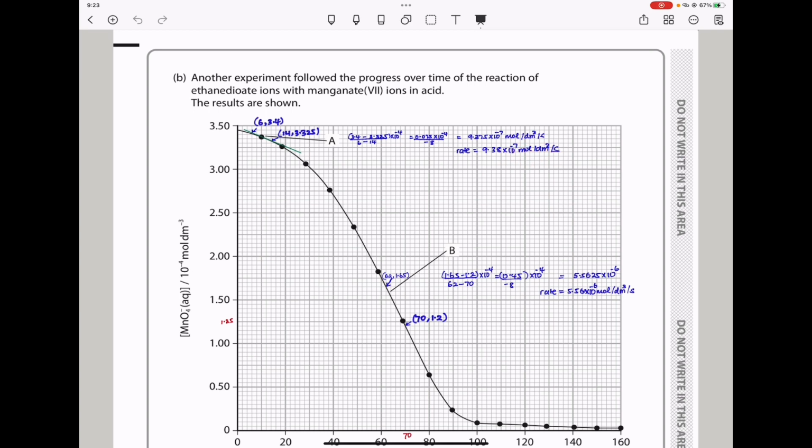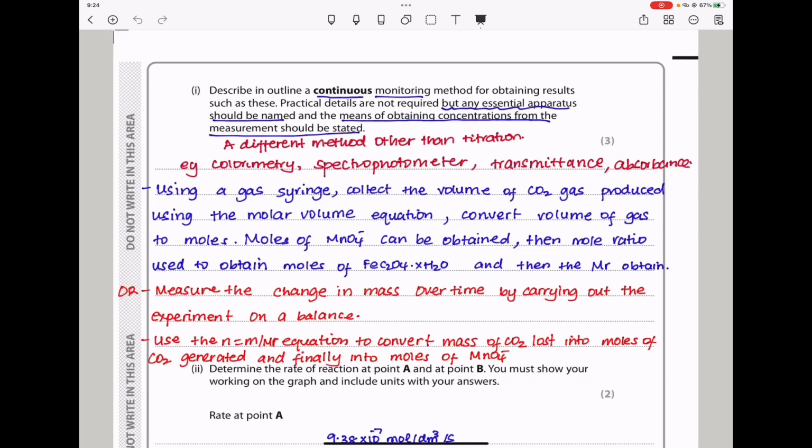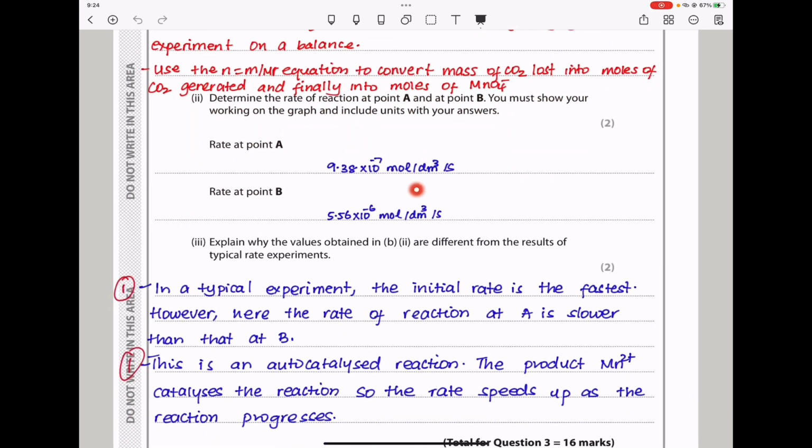And then at point B, this was already a straight line, so I just used specific points. I chose that as well as that. So calculating, I get a rate of 5.56 times 10 power negative 6 mole per decimeter cube per second. So these were my two answers I put here.